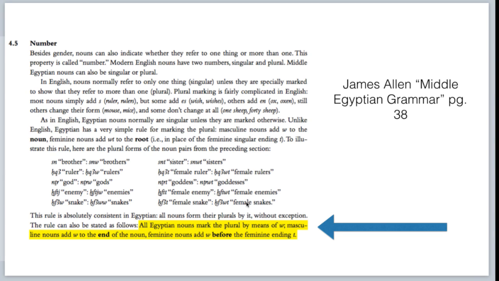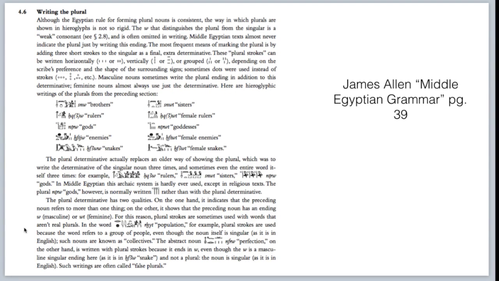All right. So according to James Allen, again, the W comes before the T for feminine plural. So that's James Allen, let's check him off the list. Now, that was page 38. This is page 39 from the same text. He has the same endings here, WT, but he also explains that the plural determinatives actually replace an older way of showing the plural, which was to write the determinative of the singular noun 3 times, and sometimes even the entire word itself 3 whole times.